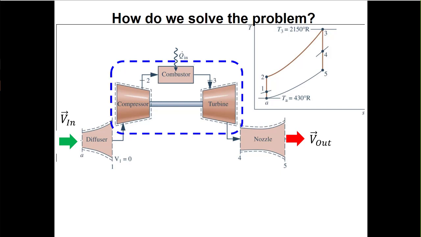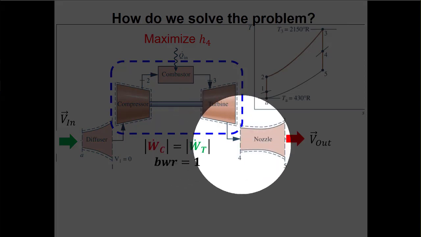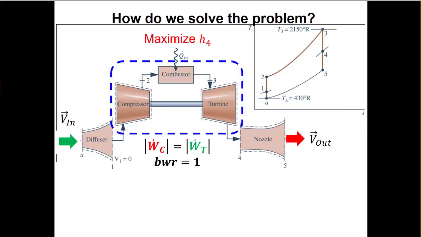Now, here in the normal part of the Brayton cycle, we're going to solve this just the way we normally do. Here, what we're trying to do is maximize h4. There is one difference, and that is that the back work ratio of the Brayton cycle in a turbojet engine is equal to 1. So we're only using the turbine to run the compressor, because we want as much enthalpy here at state 4 as we can, because we're going to take this enthalpy down as much as we can to get as much velocity as we can out the nozzle.